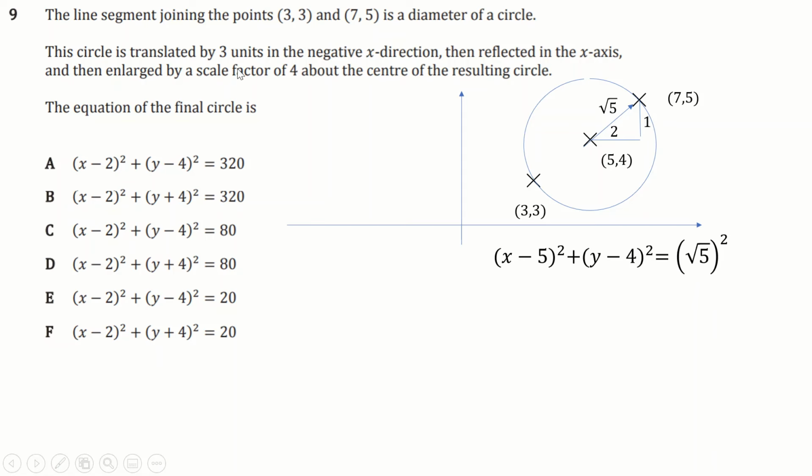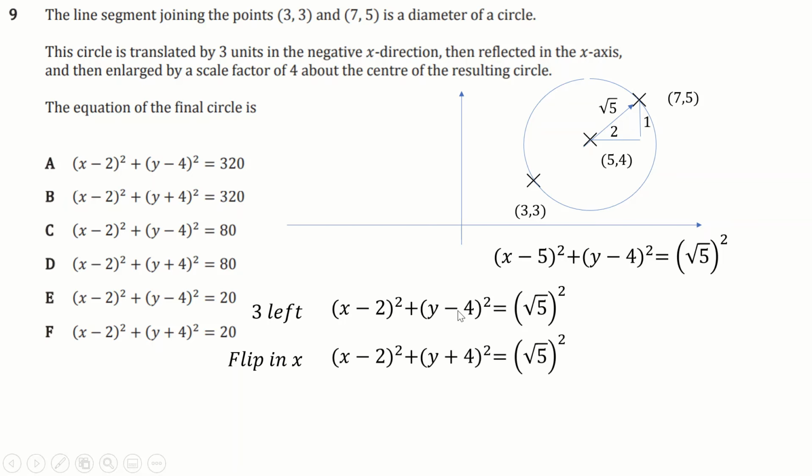Let's do these things then. So it's translated 3 in the negative x, so 3 to the left. When you go 3 to the left, the center is obviously going to be brought to 2, 4, which means this is going to be x minus 2, and nothing else changes. When you reflect it in the x-axis, so the circle is currently centered about here, the y-coordinate of the center is going to go down to minus 4, and nothing will happen to the x. So if the y-coordinate is now minus 4, this sign is just going to flip to be a plus 4. Nothing else will happen elsewhere.